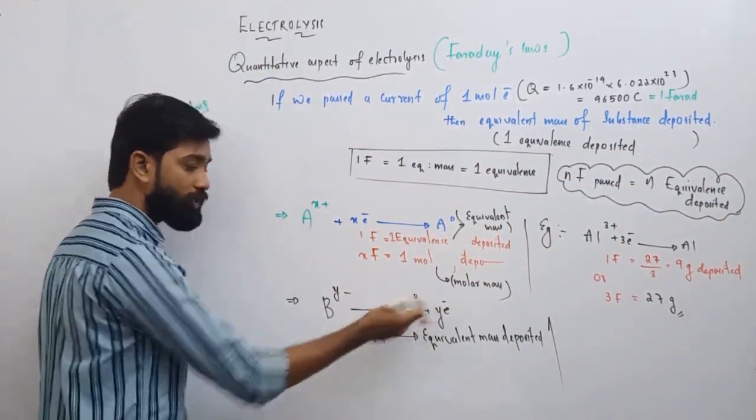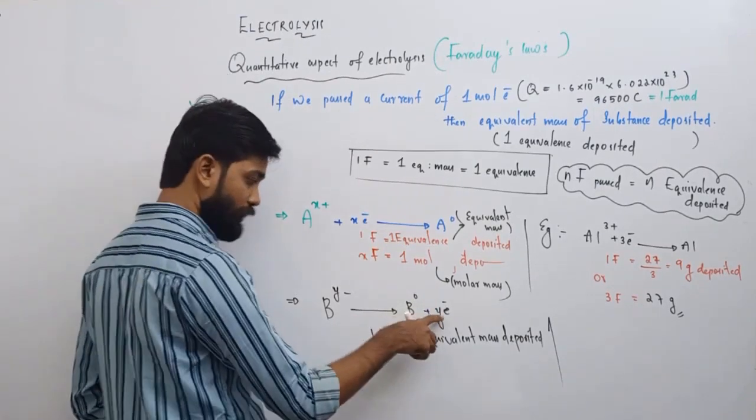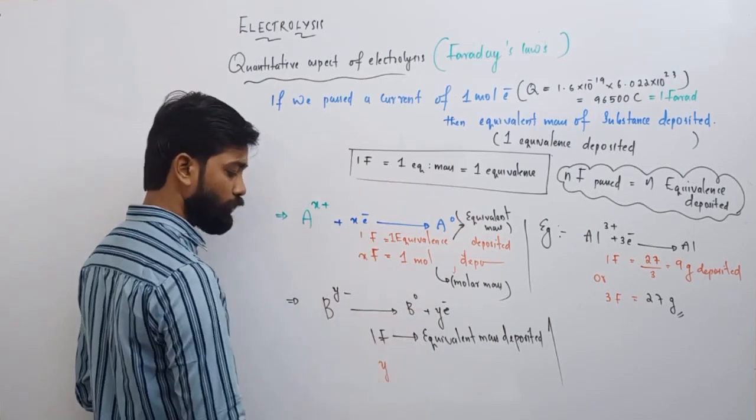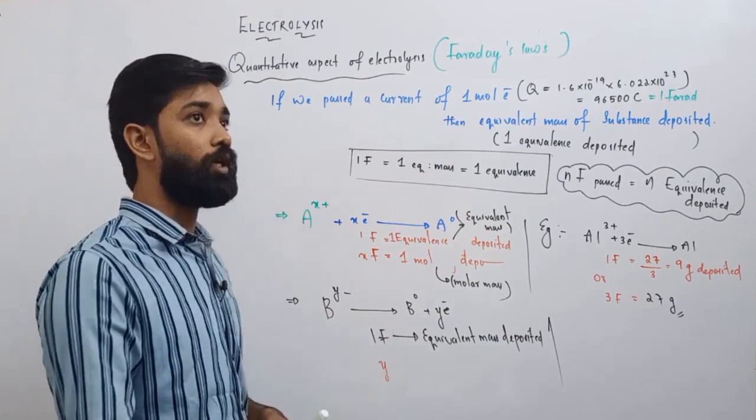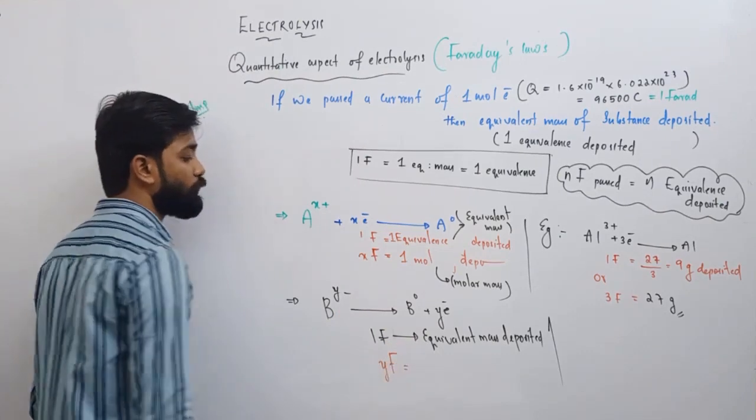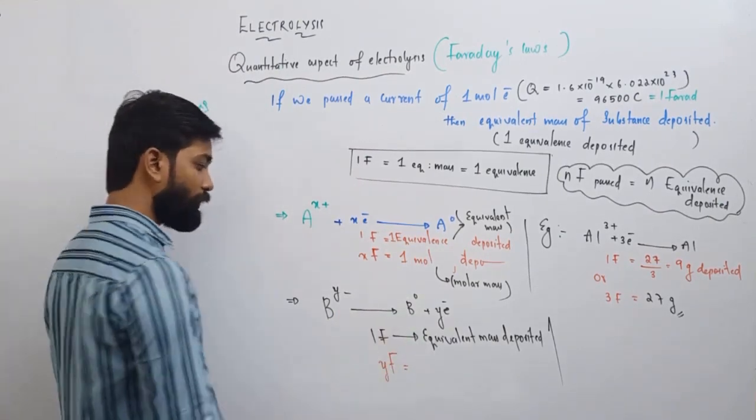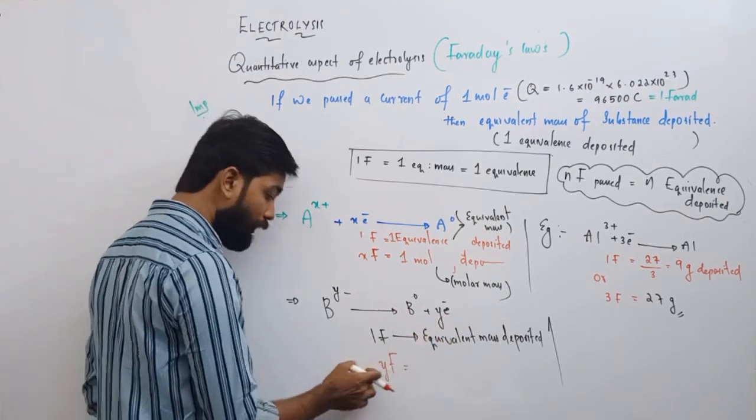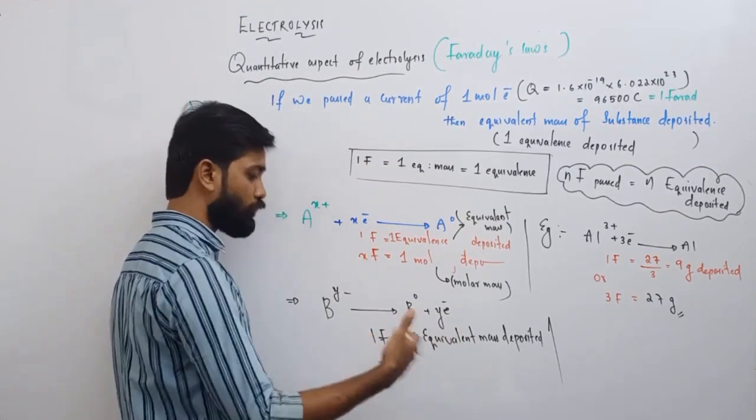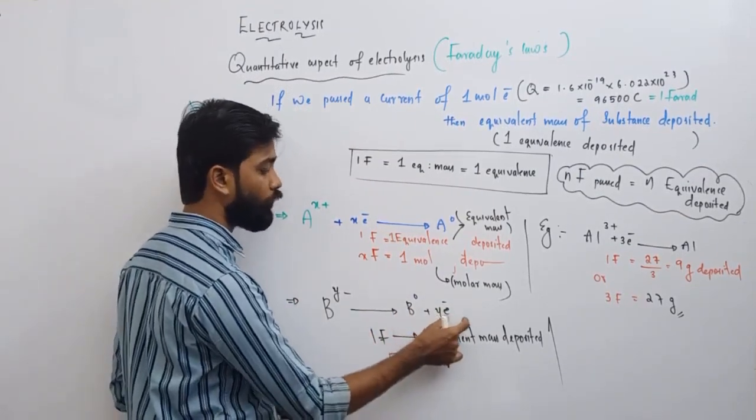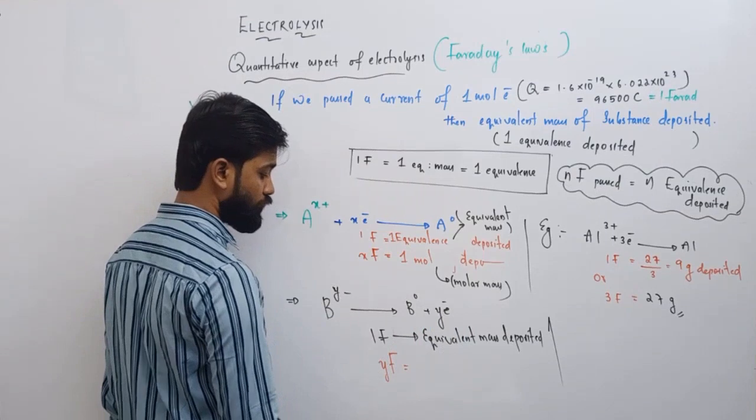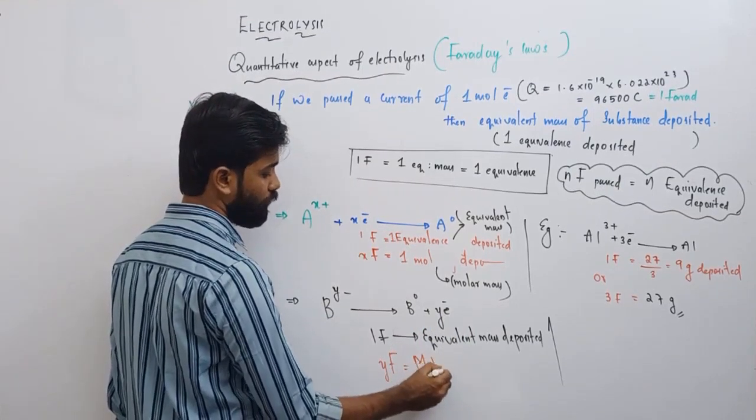But here, what is the number of electrons involved? X electrons? No. In the previous case it was X electrons, but in this case it is Y electrons. So if you pass the faraday corresponding to the electrons involved, that means you pass Y faraday, since the electron involved is Y. So simply we pass Y faraday. If Y faraday is passed, then one molar mass, or one mole, is deposited.